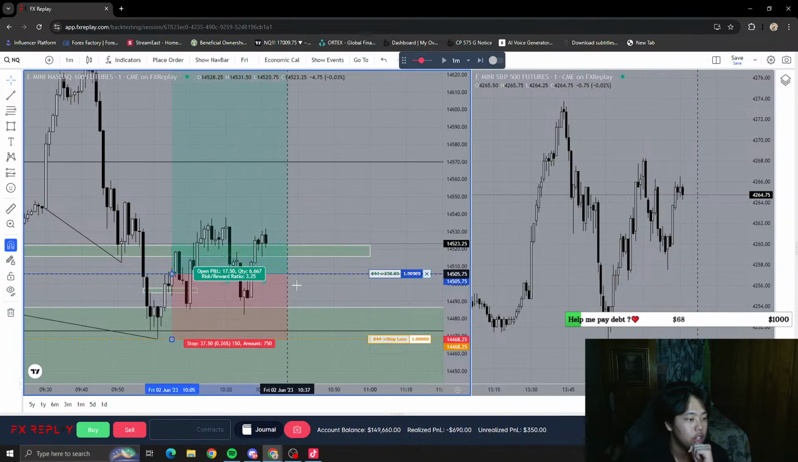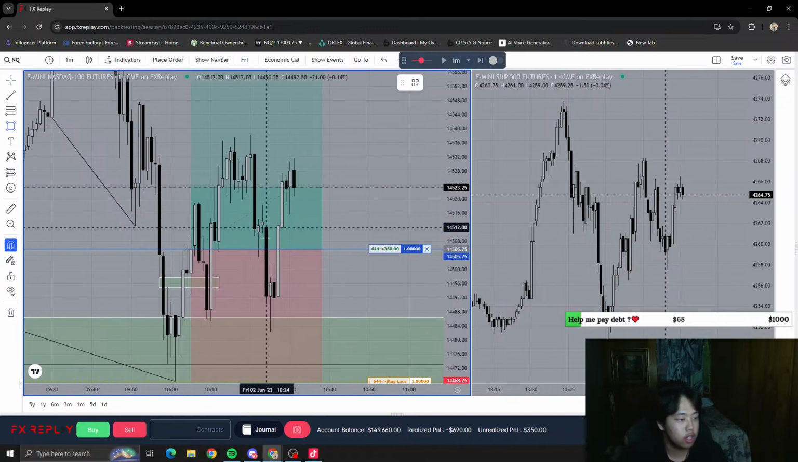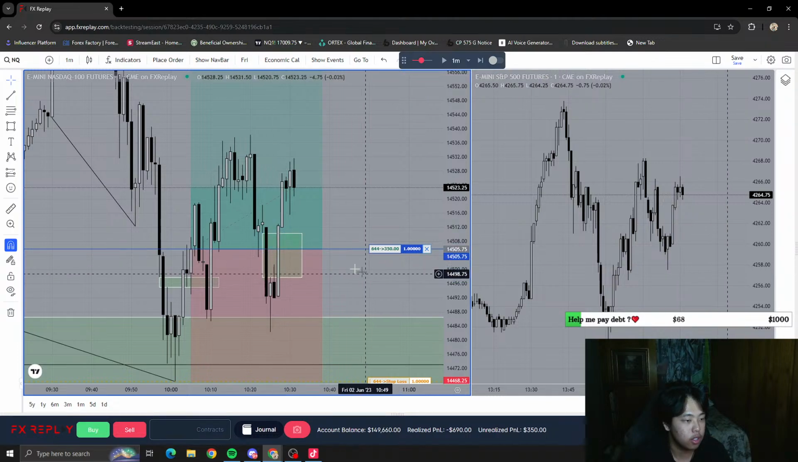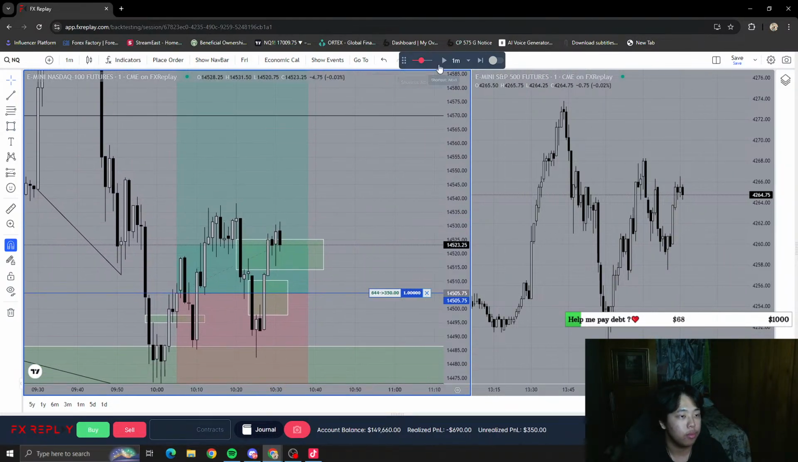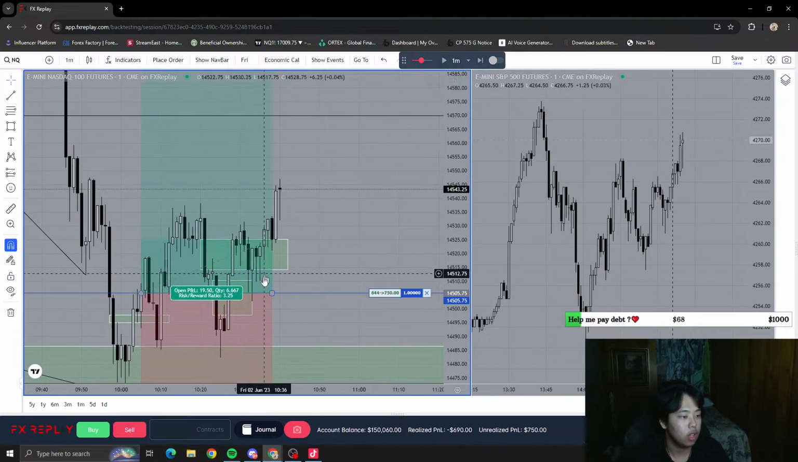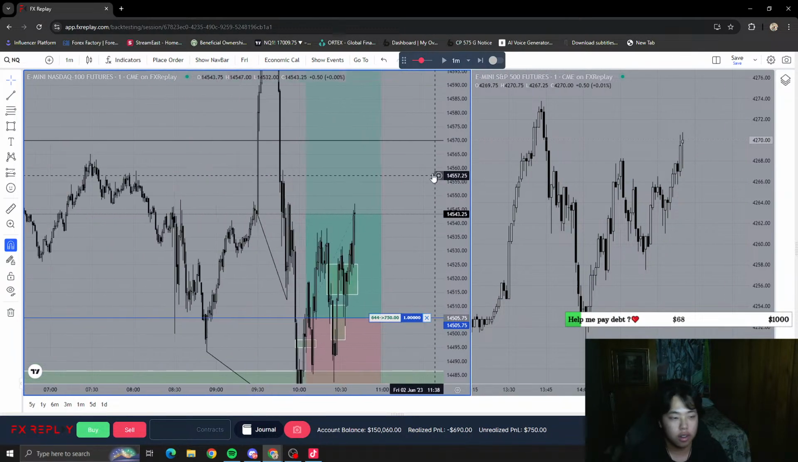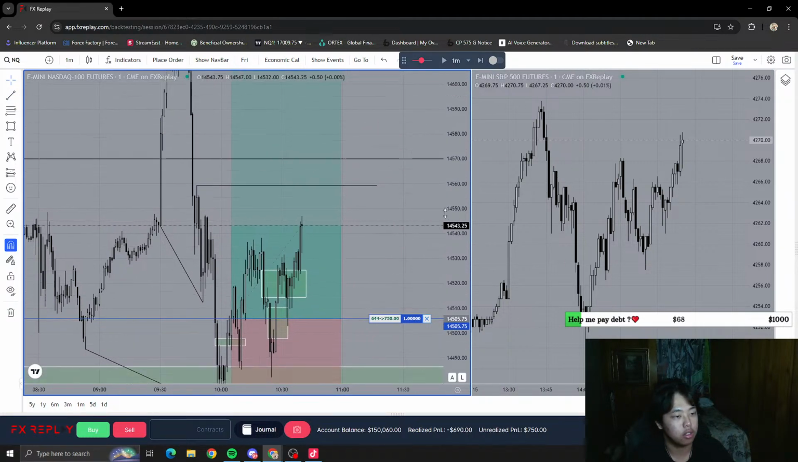Okay, looking at price action, it looks like we just inversed this gap here. Boom, inverse. Boom, inverse. That looks good. Looks good so far. I want to target this high at most.